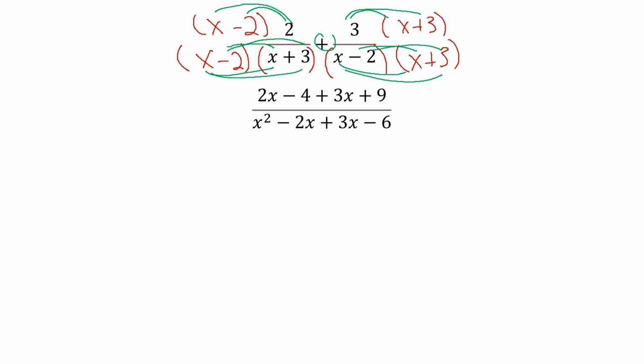Now I need to add like terms. On the top, I have a 2x and a 3x. And then I also have a 4 and a 9. Whole numbers match, x's match.